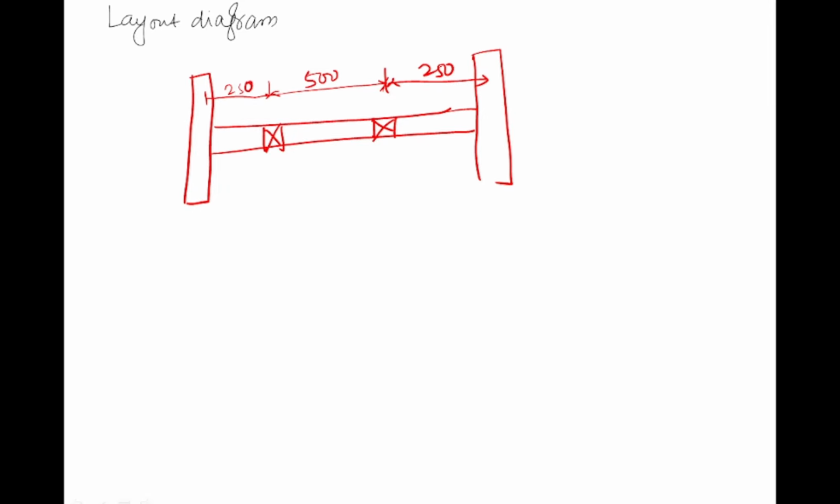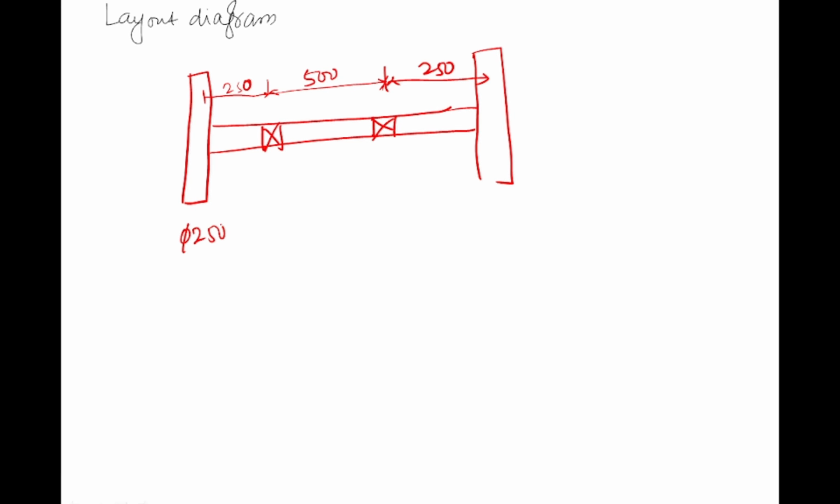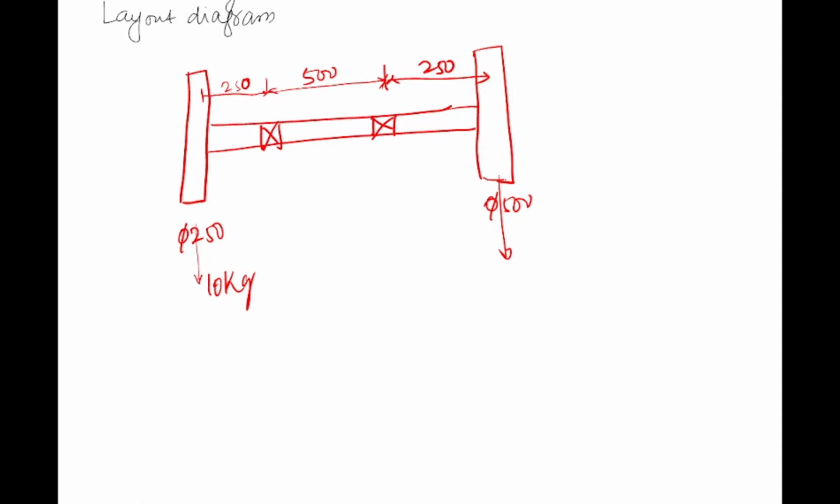Okay. So one pulley has a diameter of 250 mm and the other is 500 mm. So this one is 250 and this one is 500 mm. The mass of pulley 1 is 10 kg. Now this is going to weigh 10 kg here and this is going to weigh 30 kg.